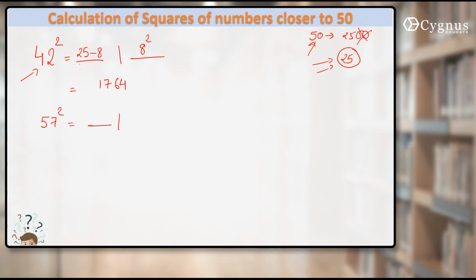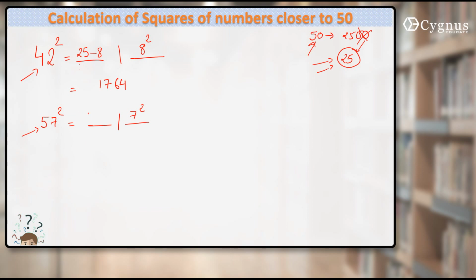And the first three steps will remain same. You'll choose your base as 50, square it, you get 2500, and after that you'll be left with 25. Now look at your number, it's more than base or less than base. 57 is 7 more than your base 50. So second part of the answer becomes 7 square.